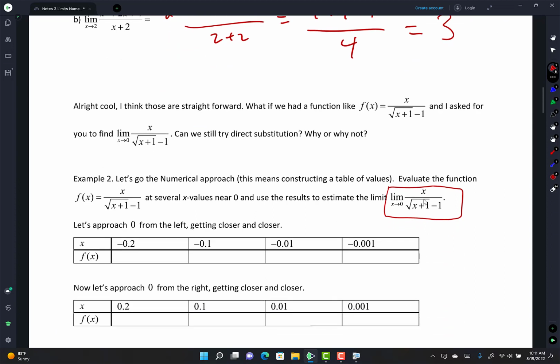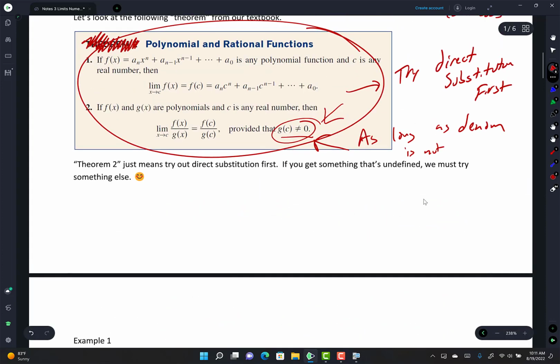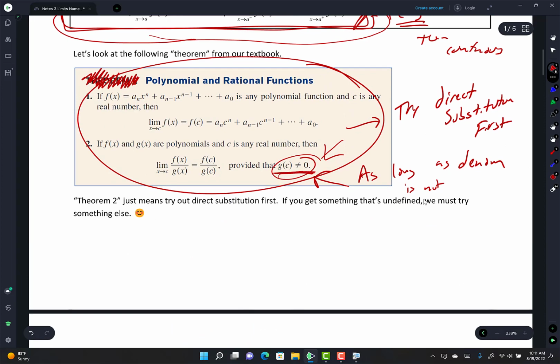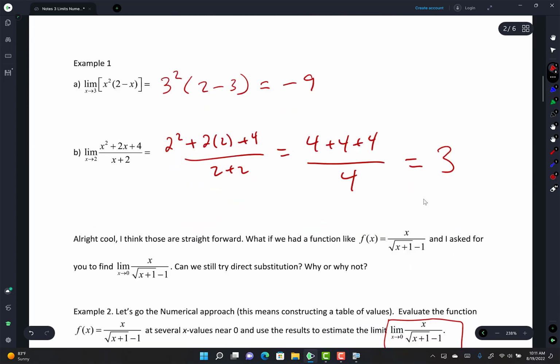I want you guys to notice. Let's look at the square root. 0 plus 1 is 1. What's the square root of 1? 1. And what's 1 minus 1? 0. So I get a 0 in the denominator. So now, just like this box told me, since I get a 0 in the denominator, can I try direct substitution? No. We have to try something else.